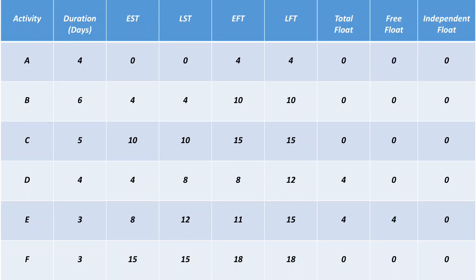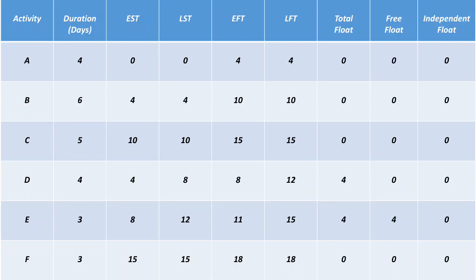For activity C, 15 minus 5 equals 10. For activity D, 12 minus 4 equals 8. For activity E, 15 minus 3 equals 12. For activity F, 18 minus 3 equals 15. So now we have calculated all the values of EST, LST, EFT and LFT.